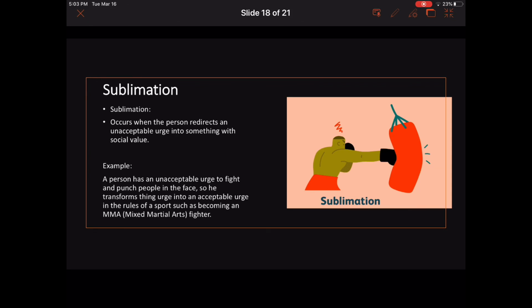Now, the difference between reaction formation and sublimation is that for reaction formation, you are changing this desire of this unacceptable urge into its opposite, while for sublimation, you are just expressing your unacceptable desire in something of social value within some rules, such as becoming a fighter in the mixed martial arts, which is part of a sport.